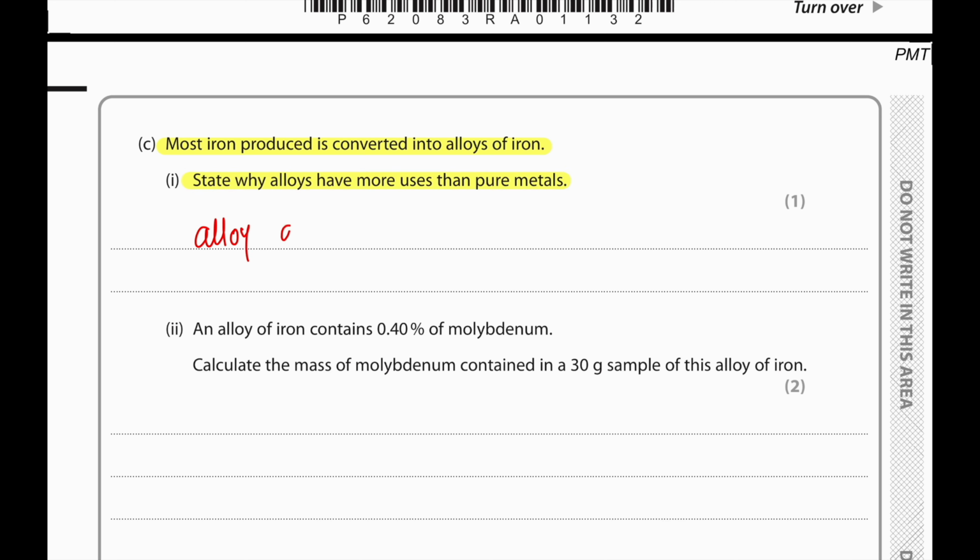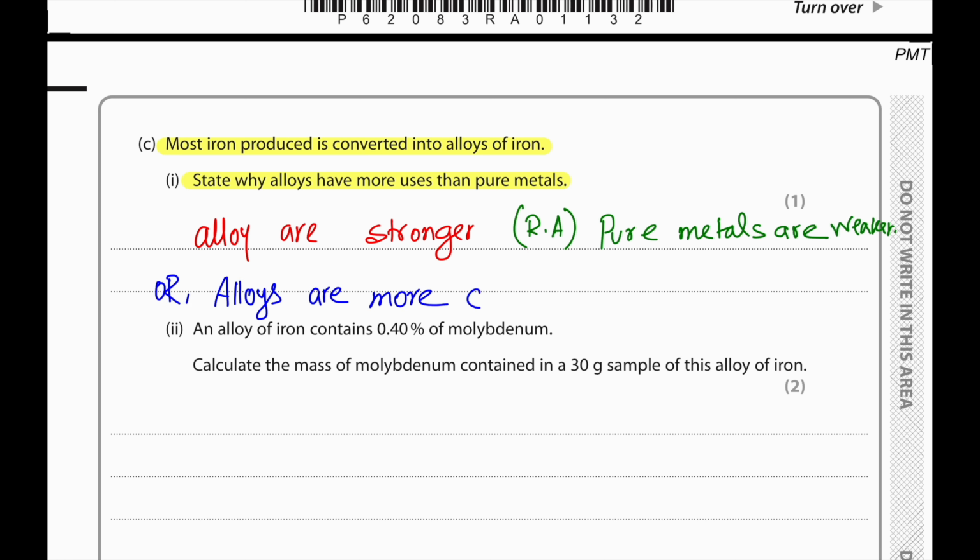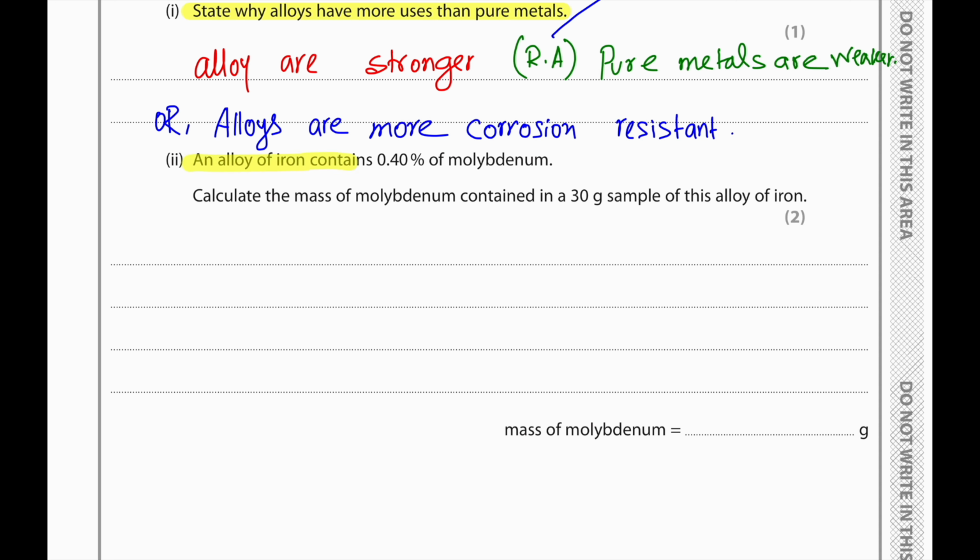Alloys are generally stronger than pure metals, and pure metals are weaker. Alloys are also corrosion resistant, whereas pure metals are not as corrosion resistant as alloys. So two sets of answers can be written. Choose any one and write it in your exam. An alloy of iron contains 0.4% of molybdenum. Calculate the mass of molybdenum contained in a 30-gram sample of this alloy of iron.